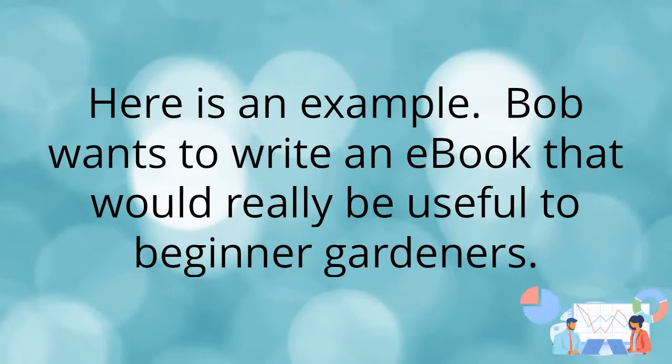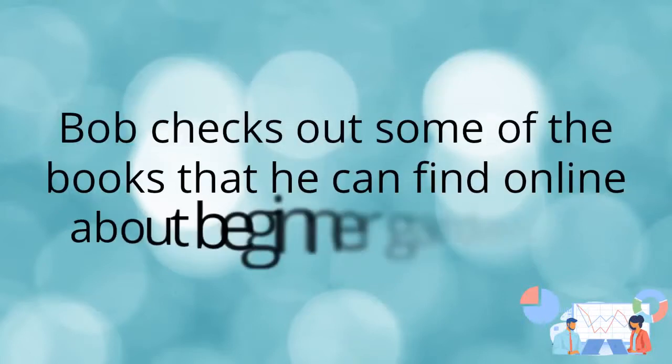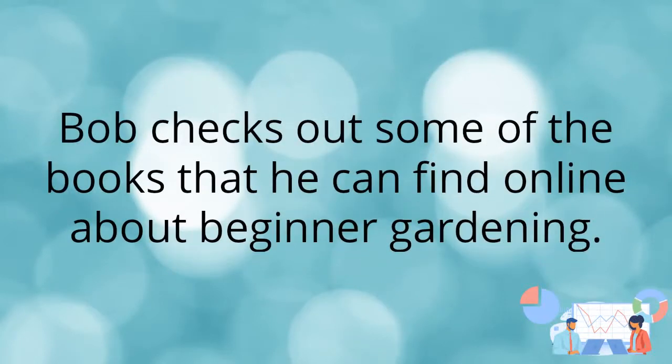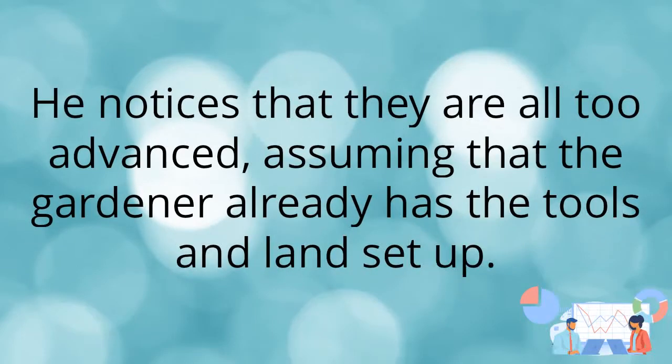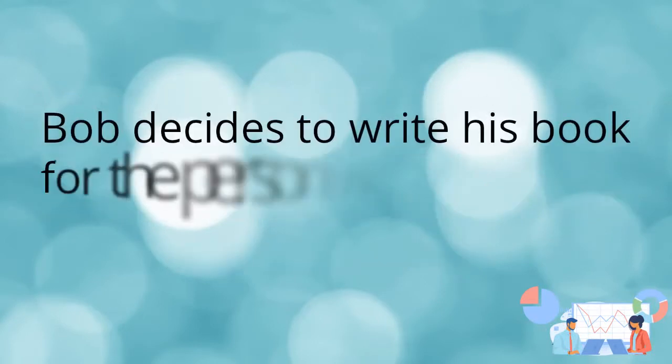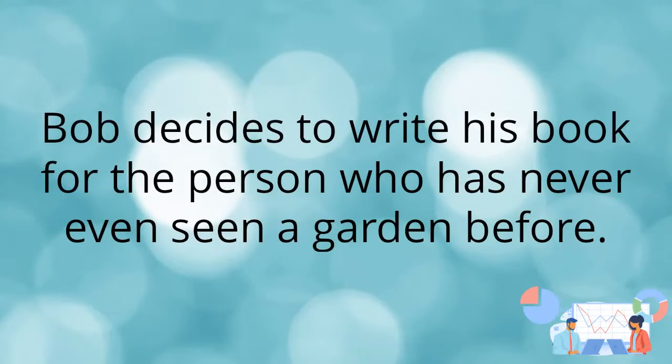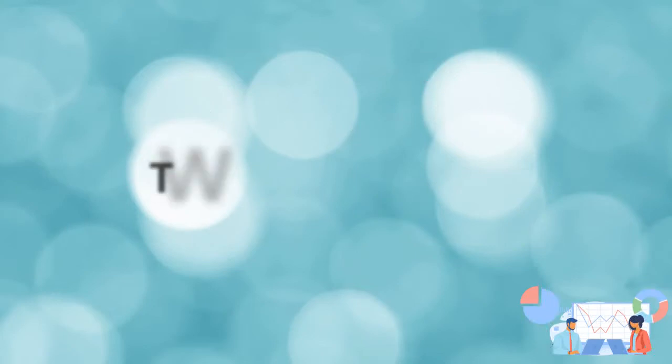Bob wants to write an ebook that would really be useful to beginner gardeners. Bob checks out some of the books that he can find online about beginner gardening. He notices that they are all too advanced, assuming that the gardener already has the tools and land set up. Bob decides to write his book for the person who has never even seen a garden before.